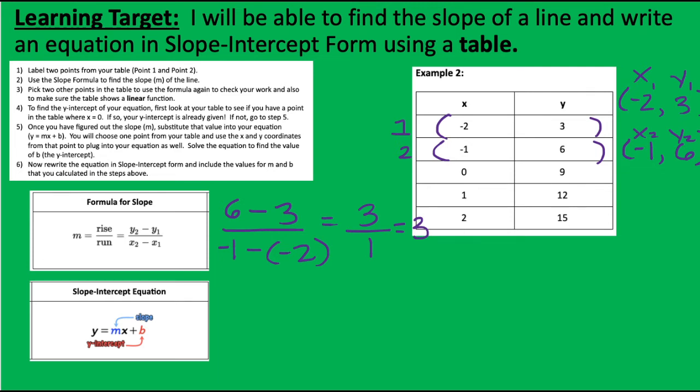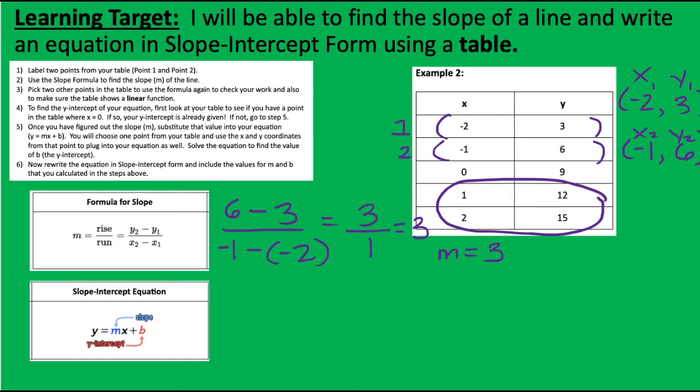But as with anything, you want to check your work, and we also want to make sure that this is a linear function. So I'm on step 3 now. Pick 2 other points in the table to use the formula again to check your work, and also to make sure that your table shows a linear function. So I'm going to go ahead and choose these bottom 2 points.